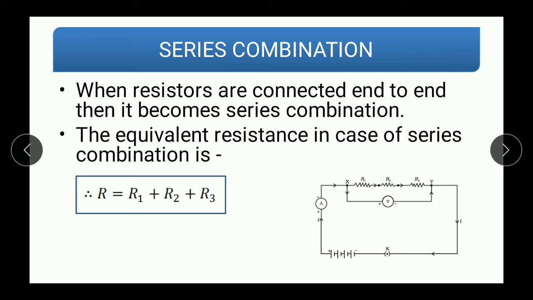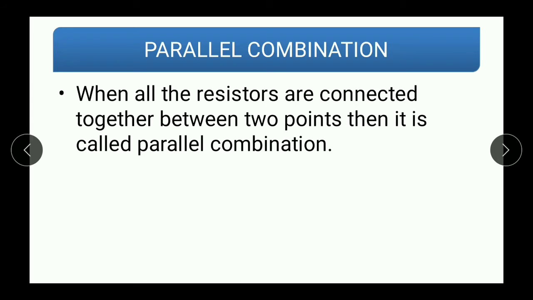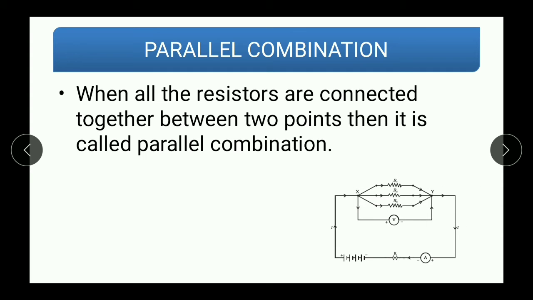Now we are going to start with our today's topic of discussion, which is parallel combination. So what is parallel combination? When all the resistors are connected together between 2 points, then it is called parallel combination. So no matter how many resistors are there, if they are connected between 2 points, then that becomes parallel combination. For example, in this case there are 3 resistors R1, R2, R3, and all the 3 are connected between 2 points X and Y. So this is parallel combination.